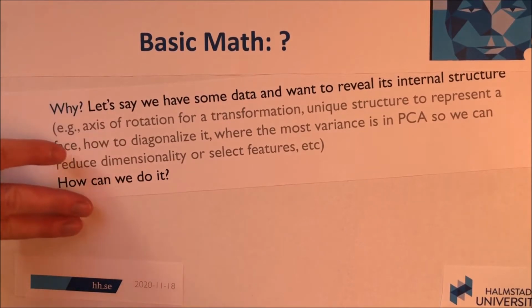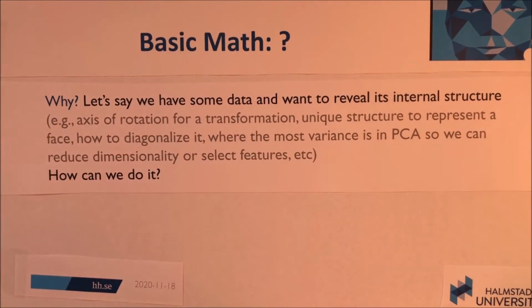Next problem. Let's say we have some data and we want to reveal its internal structure. For example, this can be the axis of rotation for a transformation, or some unique structure to represent a face if we're recognizing different people's faces, or how to diagonalize a matrix if we want to take the power of a matrix, for example. Diagonalizing is very useful. How do we find where the most variance in the data is for principal component analysis? So we can maybe reduce the dimensionality to visualize some data to understand it better or to select some features. What can we do for this?